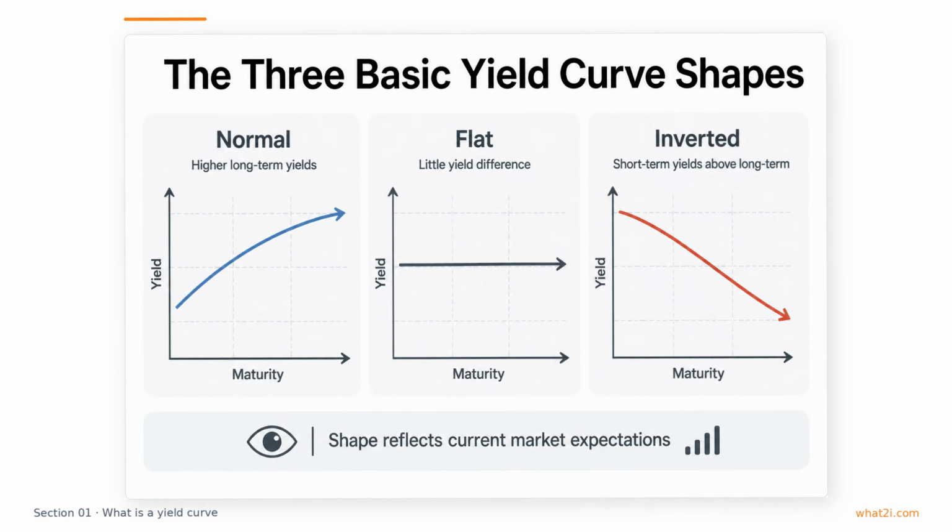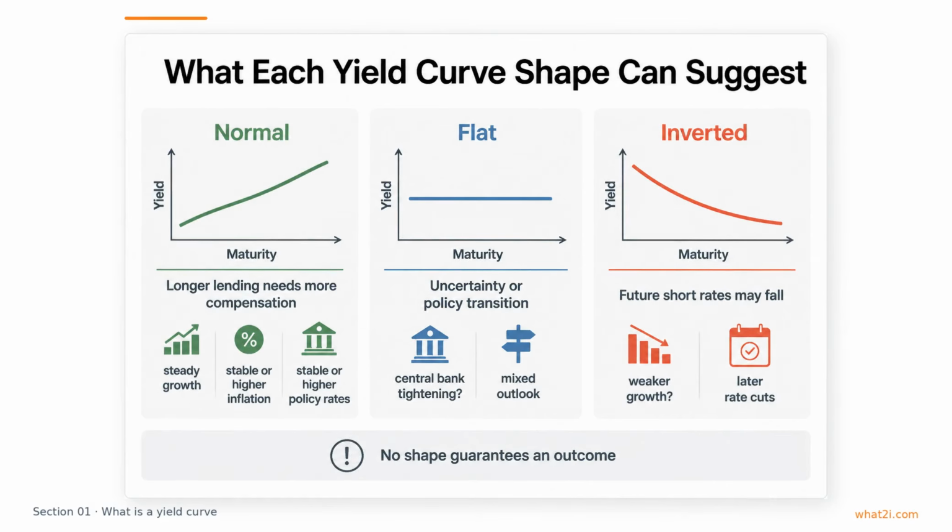Rather than looking at dozens of individual bond yields, investors can read the overall pattern through the shape of the curve. Each curve shape tends to suggest a different market story, although none of them give certainty. A normal curve usually means investors still want extra compensation for lending over longer periods, often in an environment of steady growth and manageable inflation.